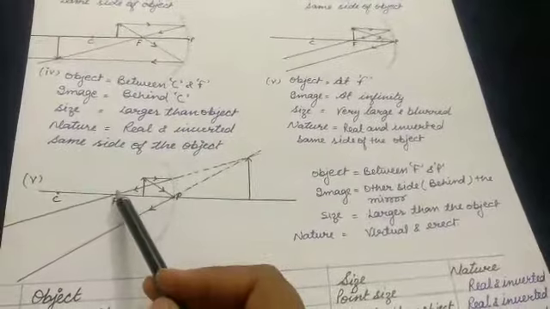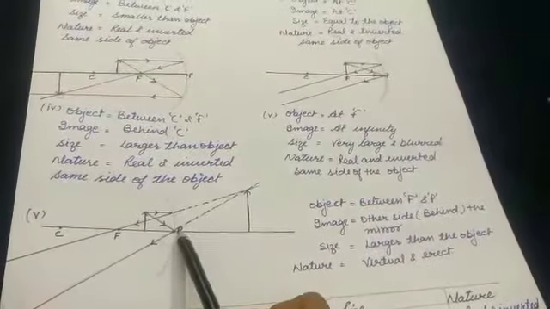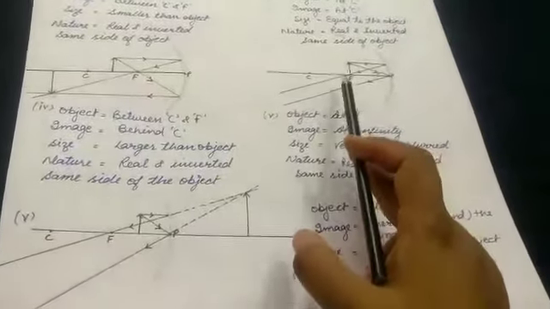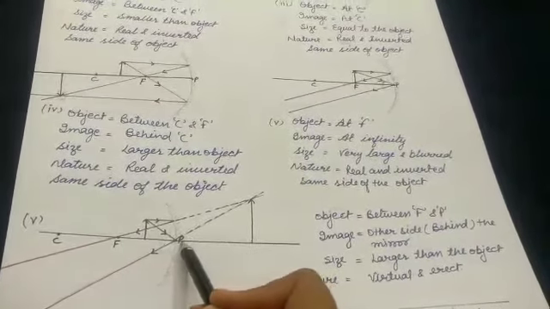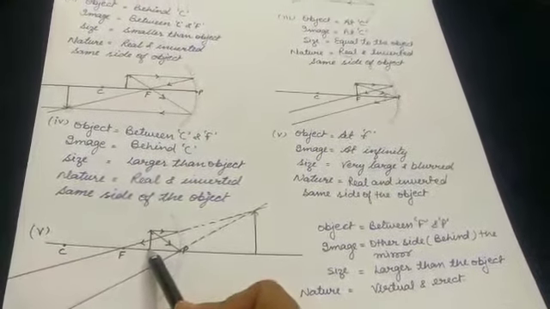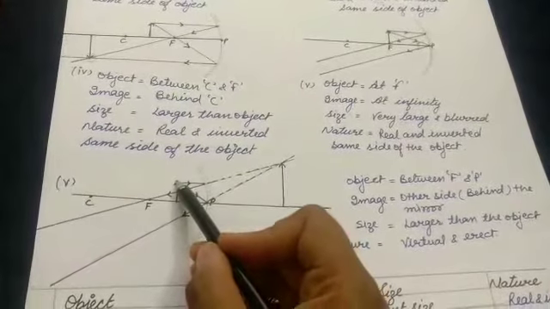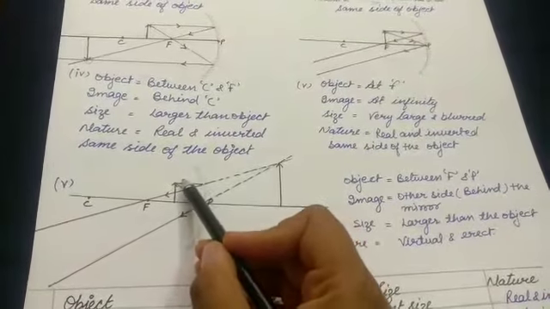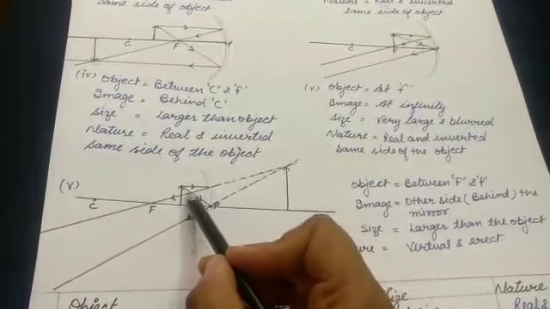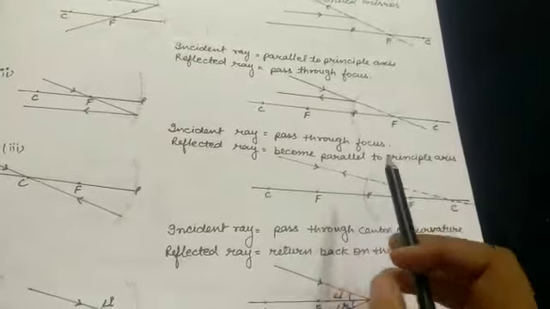Here we are putting the object between the focus point and the pole. See here, in the earlier case the object was at the focus point, but now we are putting it between the focus point and the pole. Here is our object. So let us see how the image will be formed here. Again the first light ray we are considering is parallel to the principal axis, and after reflection it will pass through the focus. It is shown here also.